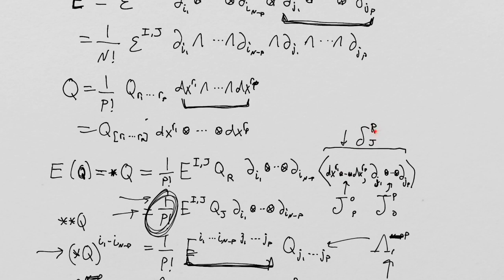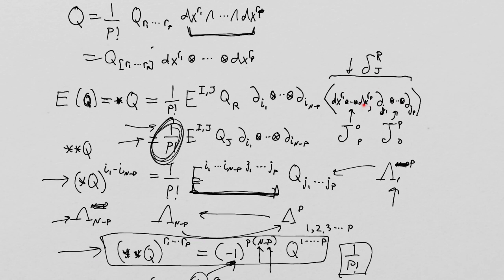If R1 doesn't equal J1 and R2 doesn't equal J2, all the way through RP equaling JP, this thing will be 0. If they're all equal to each other, this thing is 1. So that allows us to get rid of this and take R and turn it into J, and that's what this expression is. Now remember, this 1 over p factorial is convention, right?